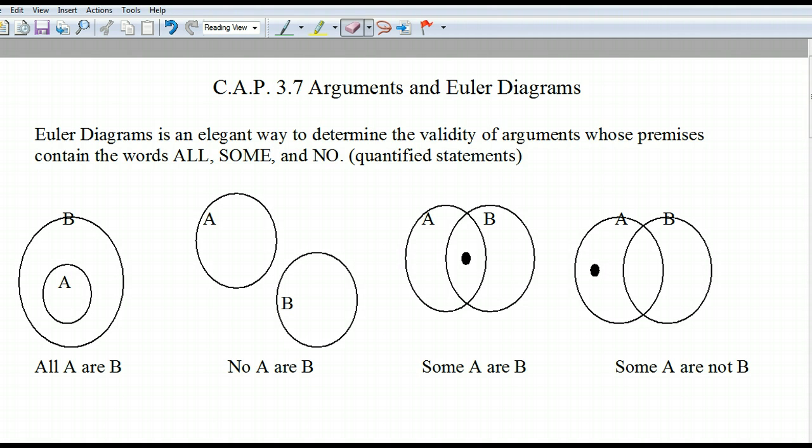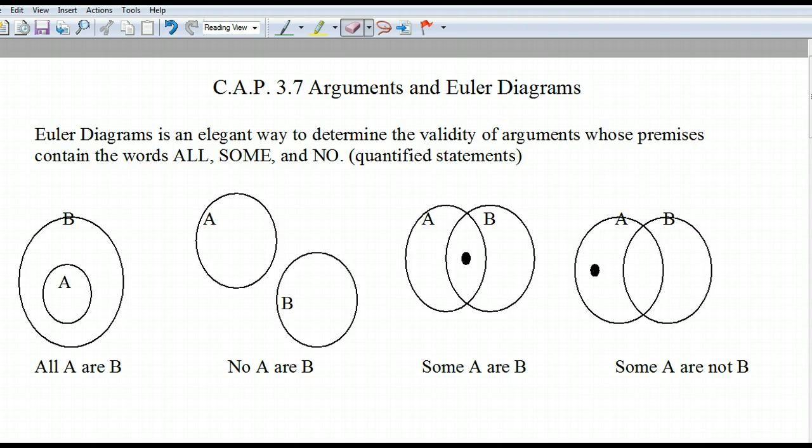So what I need you guys to do is, in your notes, write all this down. There's 4 different types. All A are B. An example of that, I like to consider myself as a nerd. I always have been. So you could say all nerds are awesome. Okay, so that would be in that first case.